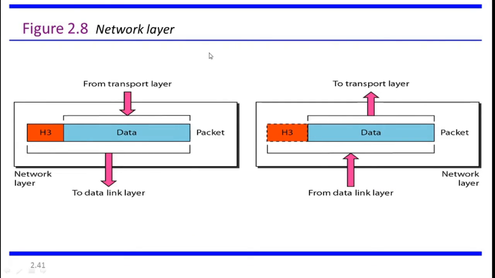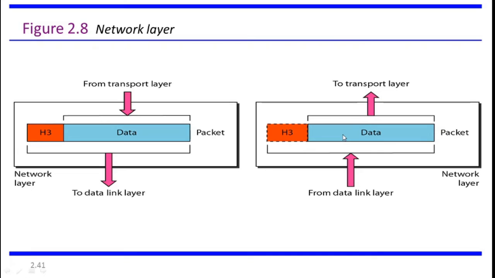Next thing is the network layer, where the data is received from the transport layer as a segment, and that is converted into a packet by adding the header. The header information in the network layer will be the logical addresses of the source and the destination, and that is converted into packet datagrams and sent to the data link layer.